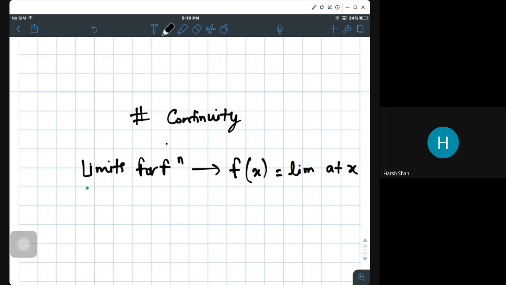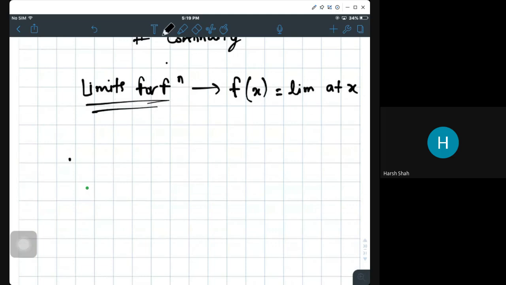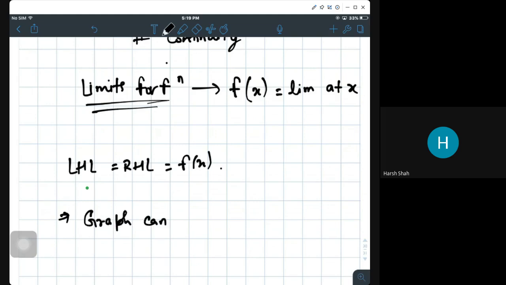Right? Now since this has to be defined, I can write my continuity as LHL equal to RHL equal to f(x). Now what does this signify? This signifies that the graph can be drawn in one stroke or without lifting my pen.